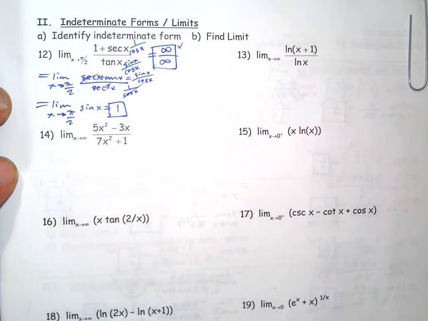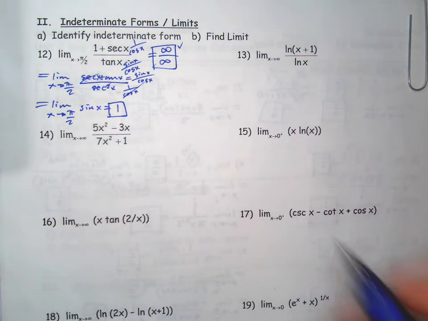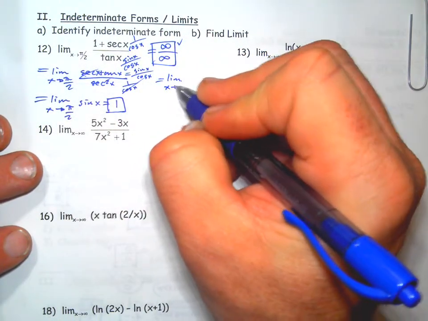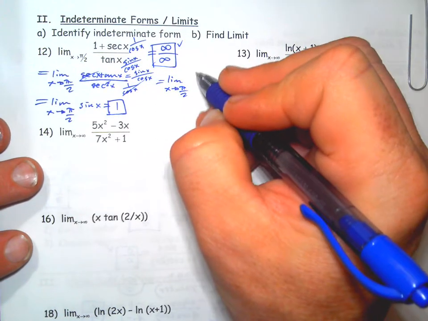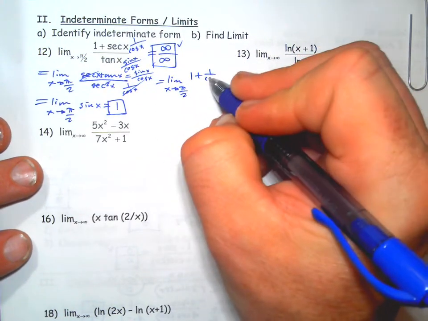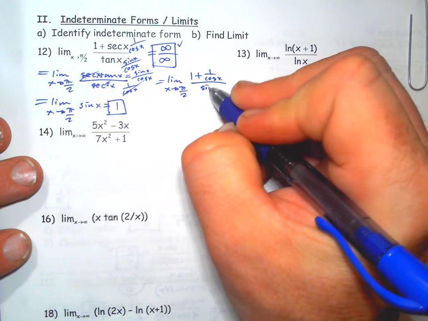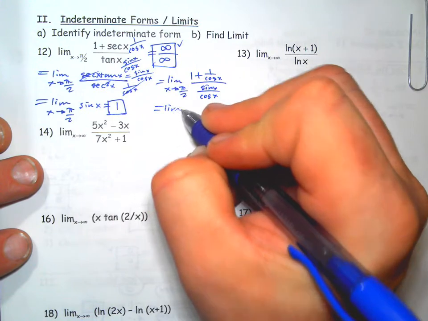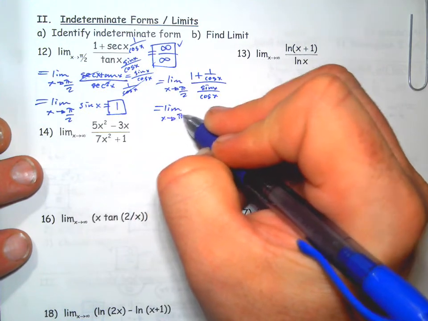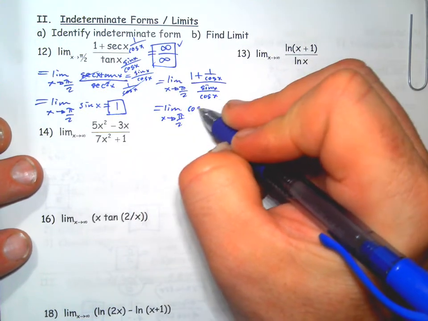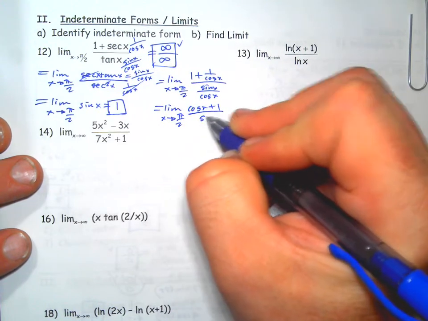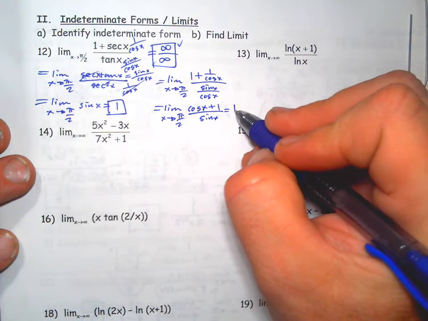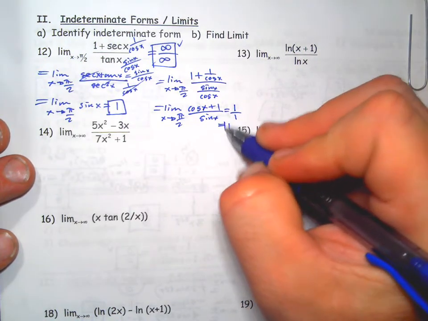Otherwise, we probably could have done this without L'Hopital's rule by just simplifying the original problem and saying, okay, well, let's just change everything to sine and cosine. Secant's 1 over cosine. Tangent, sine over cosine. Multiply through by the least common denominator. So this is the non-L'Hopital's rule approach. Get cosine x plus 1 over sine x. If you plug pi over 2 in here, you get 1 over 1, which is 1. So there you go.